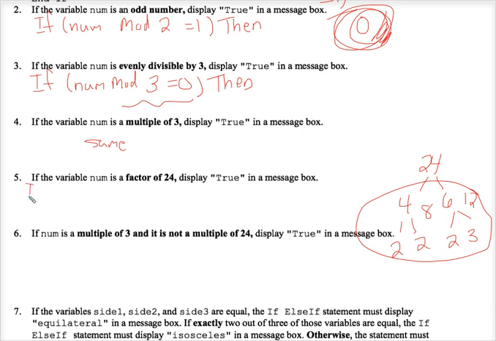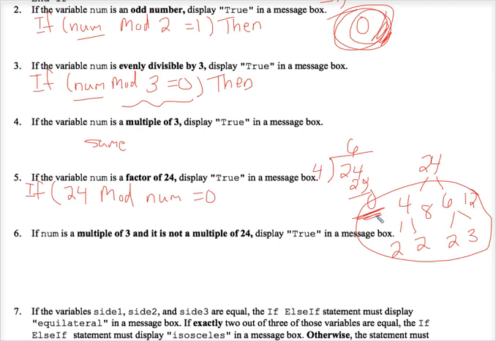Pretty easily. If, instead of starting out with the word num, this time we start out with 24 and we mod it by num. If that is equal to 0, that means we get no remainder when we're dividing a number such as num, say 4, into 24. There's no remainder. Therefore, this is true, and we would then message box.show true. So there's your answer for number 5.